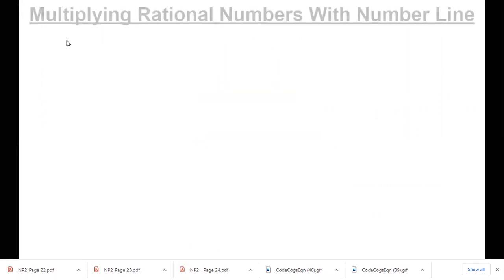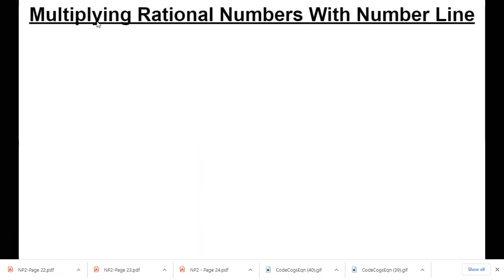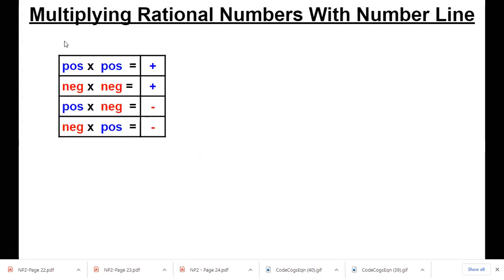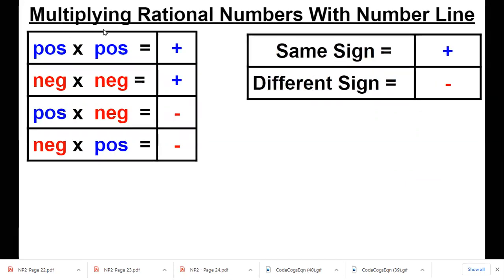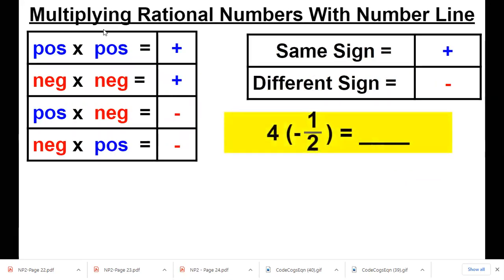Okay, let's move on. Now we're going to be multiplying rational numbers with the number line, as well as what we were doing before, but this is a little different because we're going to have, I think, opposite signs. So same rules. Yes, this time we have 4 positive groups of -1/2. So the groups this time are positive, so the -1/2 is going to go in the normal direction you would think it would go, which is to the, yes, to the left.